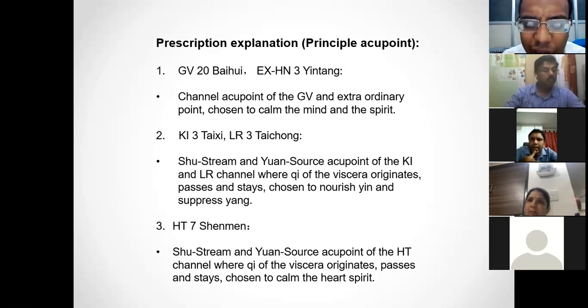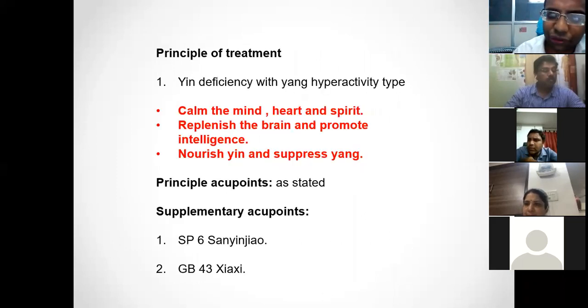GB20 and extraordinary 3 are chosen to calm the mind and the spirit. Through stream and yuan-source acupuncture of the kidney and liver channels, where the Qi of the viscera originates, passes and stays, they are chosen to nourish the yin and suppress the yang. Heart 7 is a very good yuan-source point, where the Qi originates, passes and stays, chosen to calm the heart spirit. So these are the general points which we use and why we use them. The reasons have been given here, which you have to study for yourself.